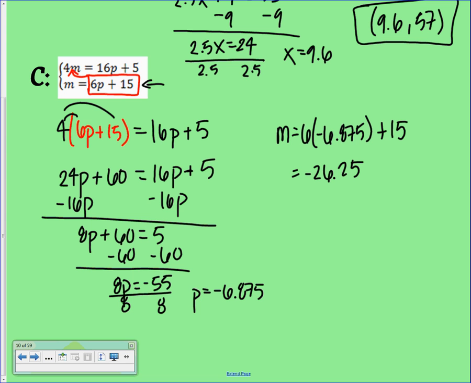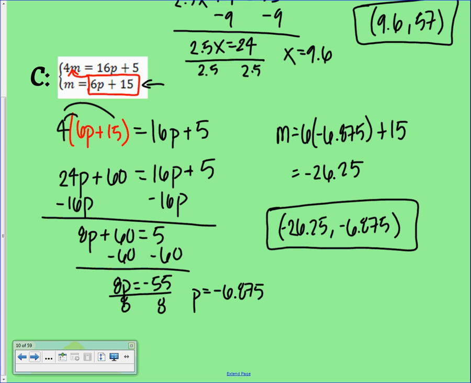Okay, now here's the first example where we don't have an x and a y. This time I've got an m and a p. So like I said, it goes alphabetical. So I'm going to have negative 26.25 first, and then comma negative 6.875. Okay, so put your ordered pairs alphabetically if it's not an x and a y.